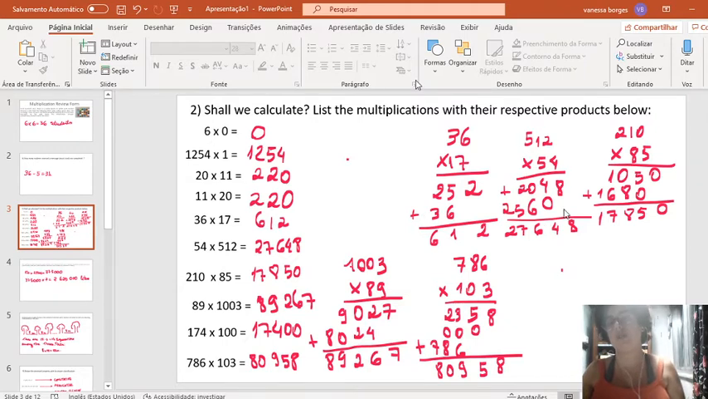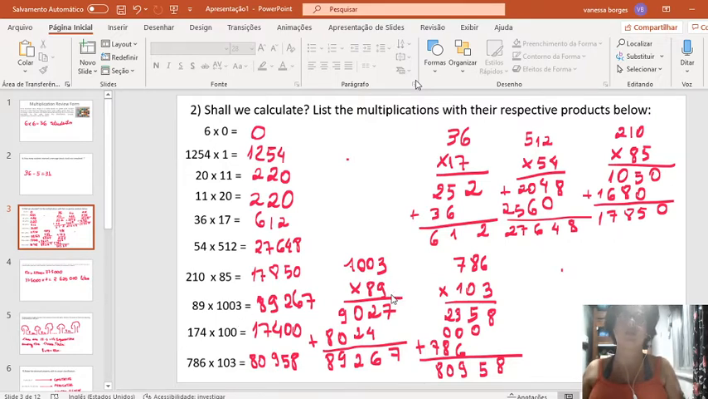Then 54 times 512. It's here, the calculation, okay? When I do this calculation, I have 27,648. Then 210 times 85. This multiplication gives me 17,850.